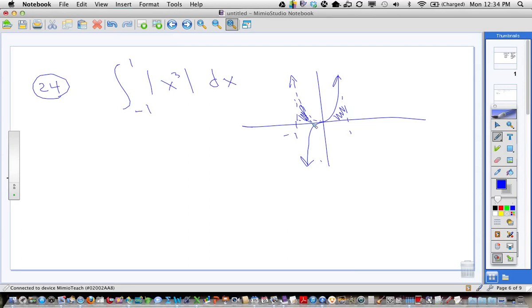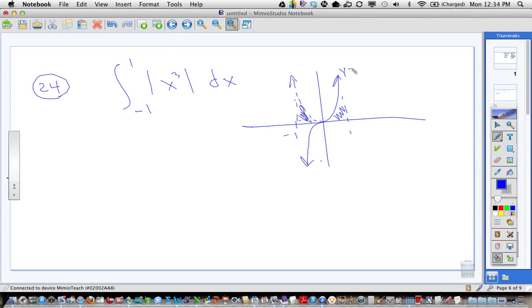Now, how are you going to do that? Did that make triangles? You can't do geometry, see? You can't do geometry. You've got no choice but to do fundamental theorem part 2 with antiderivative. Now, how do we do it? Well, what are the two pieces?